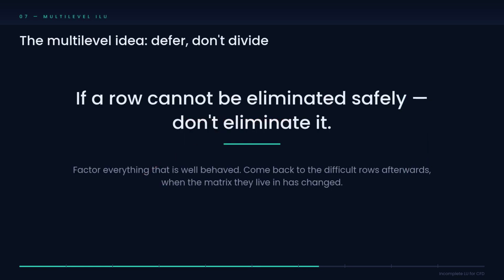Which suggests the key idea of this whole video. If a row cannot be eliminated safely right now, do not eliminate it. Set it aside. Eliminate everything that is well behaved, and then come back to the difficult rows afterwards when the matrix they live in has changed.